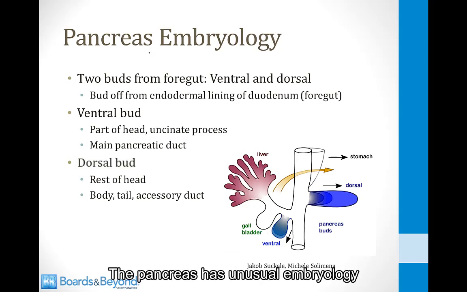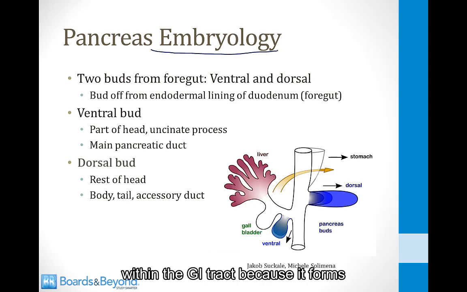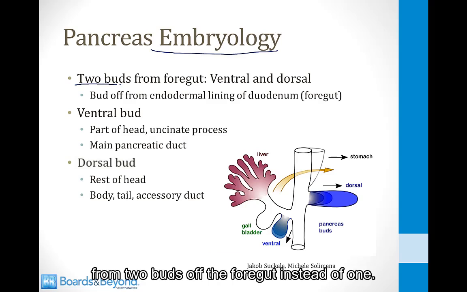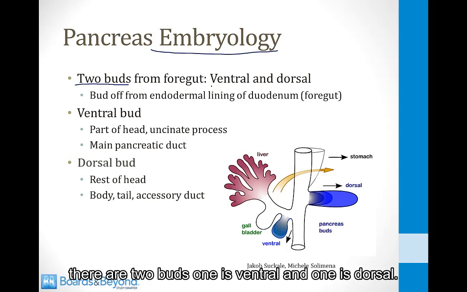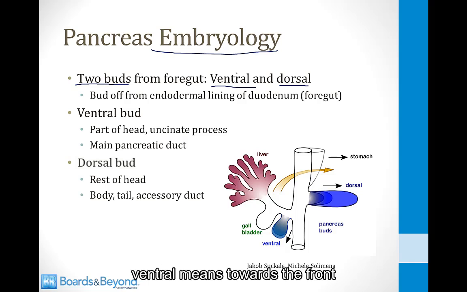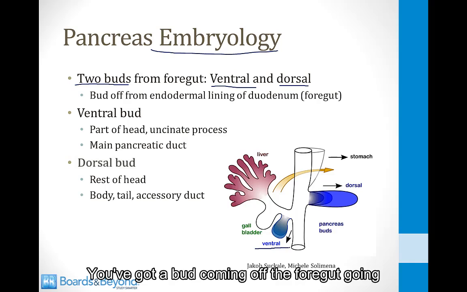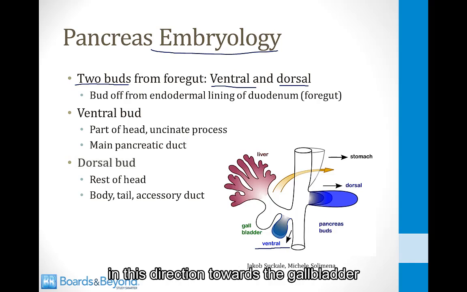The pancreas has unusual embryology within the GI tract because it forms from 2 buds off the foregut instead of 1. Most structures like the gallbladder and the stomach are a single bud off the foregut, but for the pancreas there are 2 buds. One is ventral and one is dorsal. Ventral means towards the front of the fetus, dorsal means towards the back, and this is shown in this picture here. You've got a bud coming off the foregut going in this direction towards the gallbladder and another bud going in this direction towards the back of the foregut. And these 2 buds are going to eventually fuse to form the pancreas.